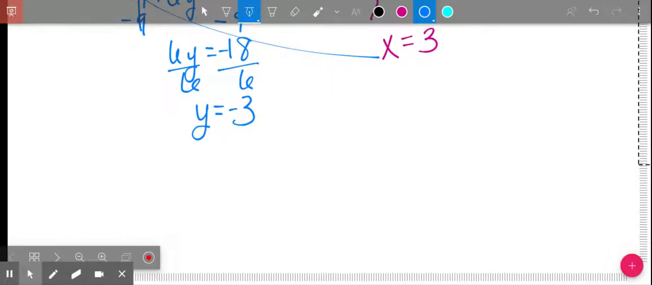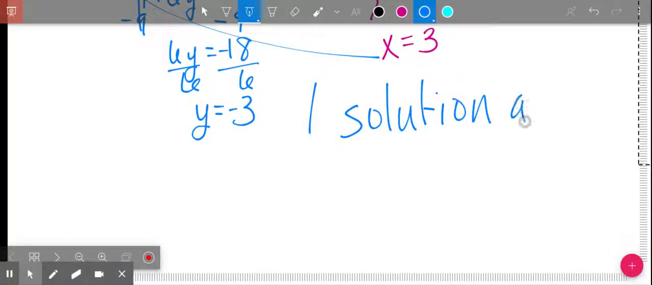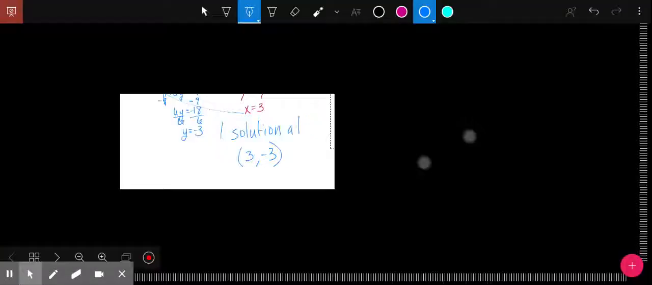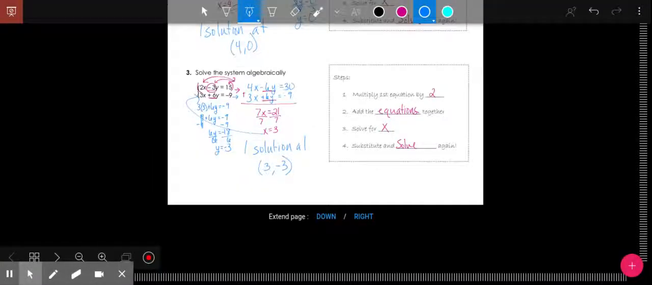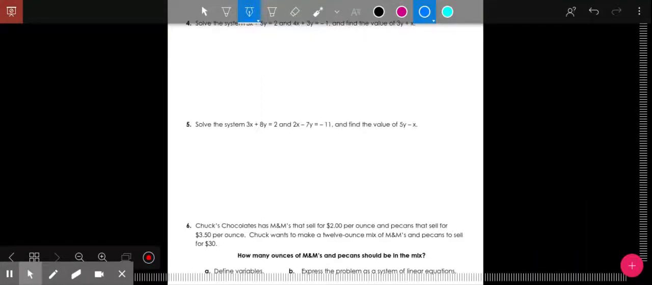So now we have our point, and it's going to be one solution. That means they only intersect one time at (3, -3). All right. Okay, let's flip over to the back page. So looking at number 4.